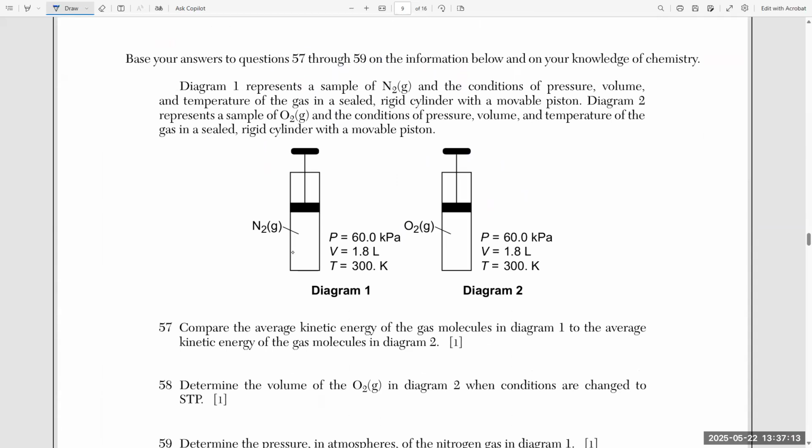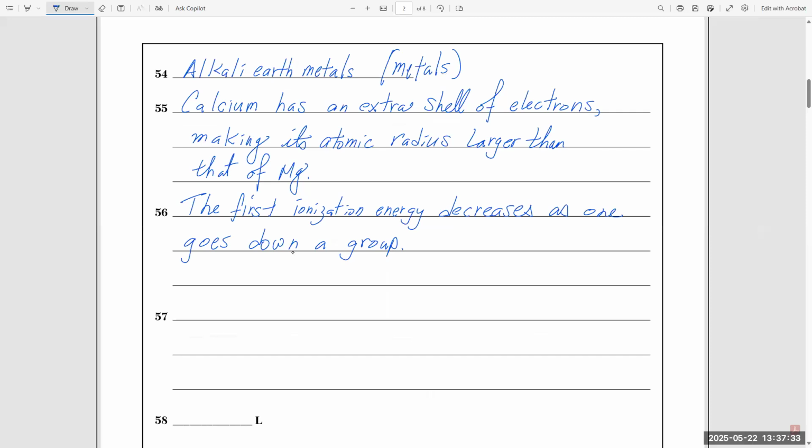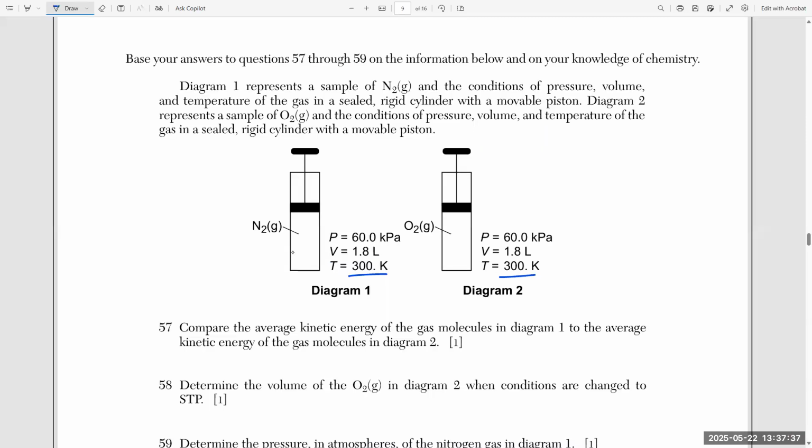In class, we learned that kinetic energy is directly related to the temperature. We talked about that. At a high temperature, things move faster. At a lower temperature, they move slower. And what do we know about these two temperatures? They are exactly the same temperature, which means the movement of the gas molecules is going to be exactly the same. So let's go back. It says compare the average kinetic energy.